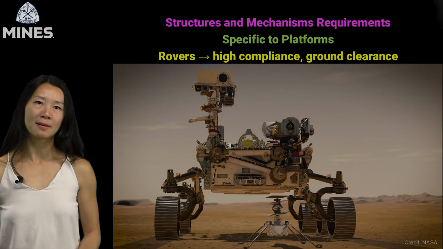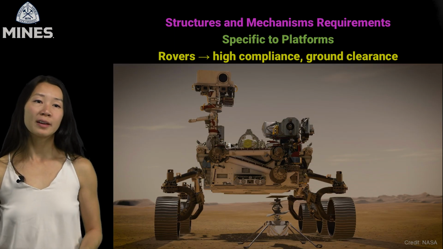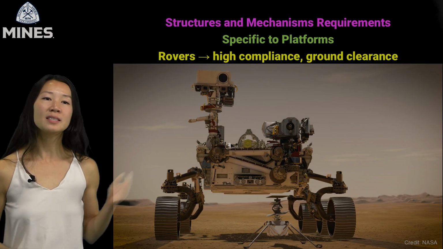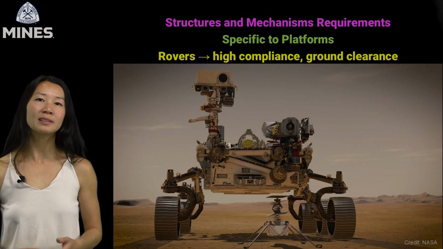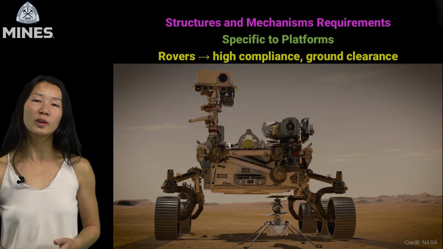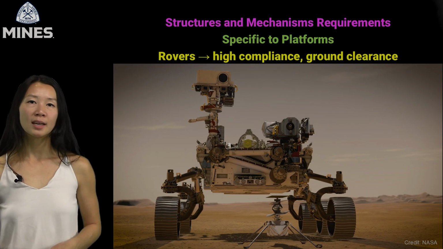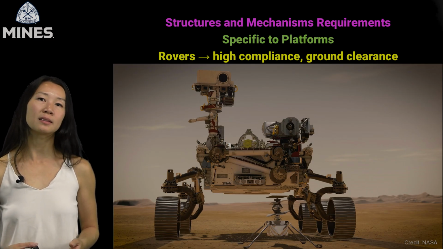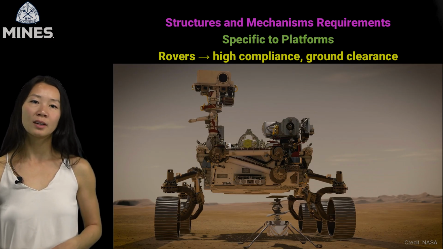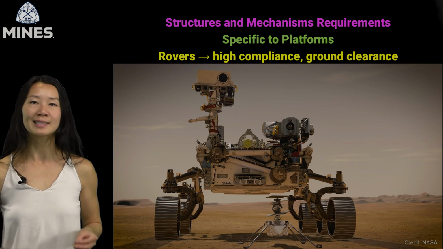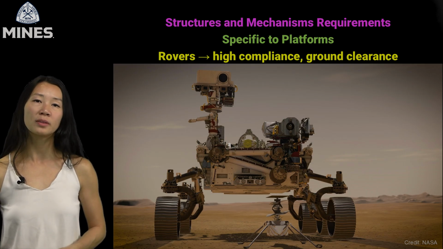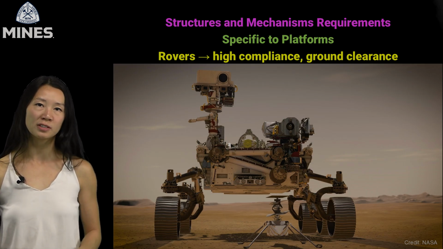On top of surviving launch and landing, once we get to roving, the structural and mechanical design must prioritize terrain adaptability. This image shows the Perseverance rover, and you can clearly see the importance of several aspects. It has high ground clearance to avoid getting stuck on rocks or slopes. It also has high compliance, meaning the suspension can flex and adapt to uneven terrain without overloading the chassis. The rocker bogie suspension system is a classic example, which is seen right here. It allows all 6 wheels to stay in contact with the ground while distributing loads safely across the frame.